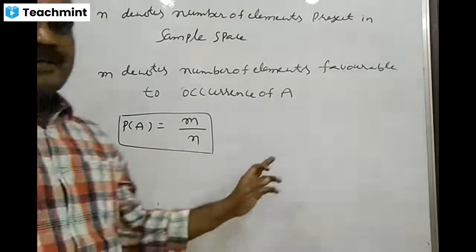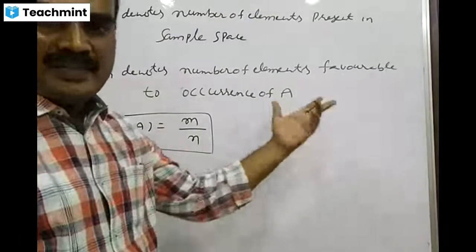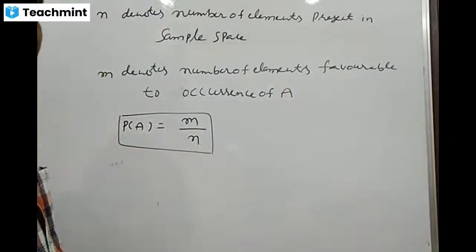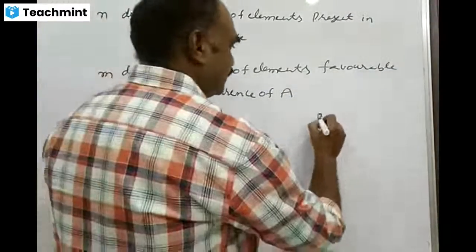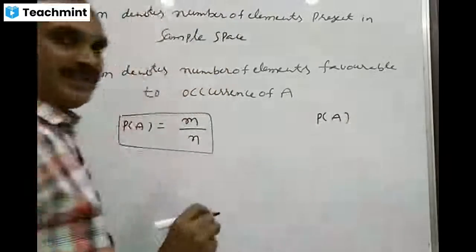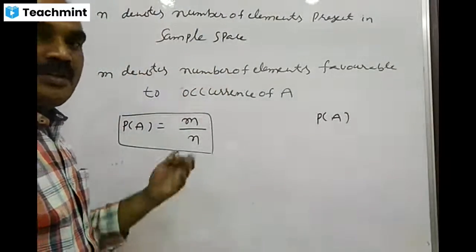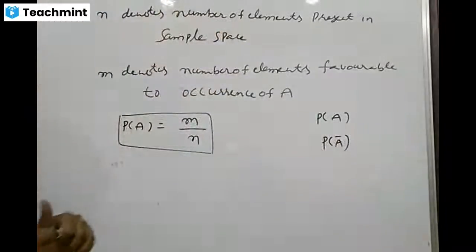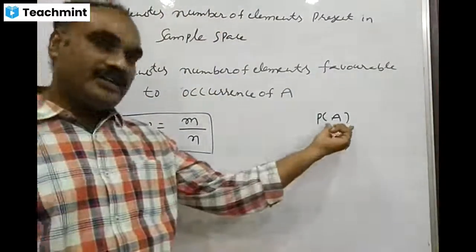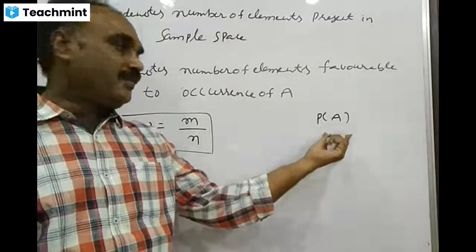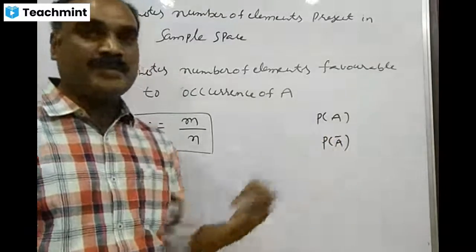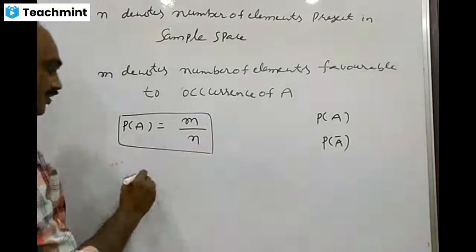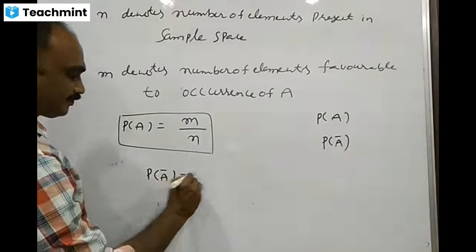Friends, probability of occurrence of A is P of A. Probability of non-occurrence of A is P of A bar. So P of A is equal to M by N. What is the formula of P of A bar, friends?